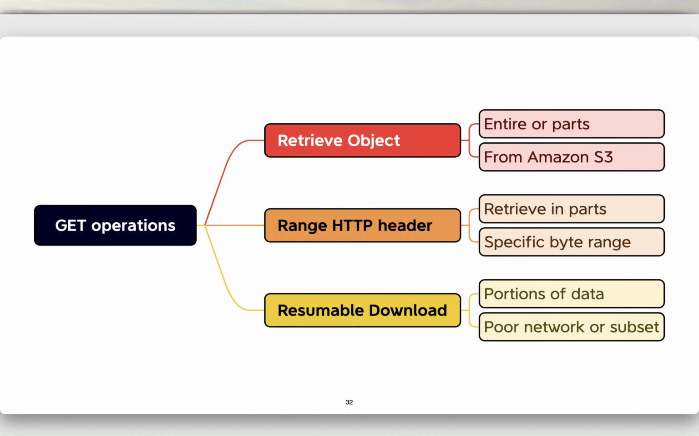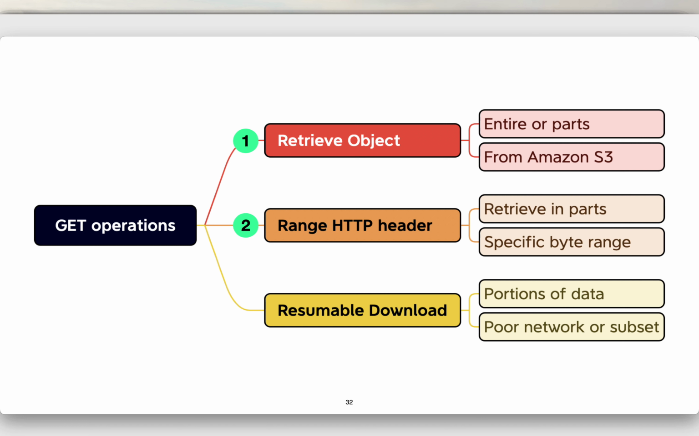Get operations. 1. The get operation can be used to retrieve an entire object or parts of an object directly from Amazon S3. 2. If there's a need to retrieve the object in parts, the range HTTP header can be used in a GET request. This enables the retrieval of a specific range of bytes from an object stored in Amazon S3, allowing other parts of the object to be fetched whenever it's convenient or the application is ready.